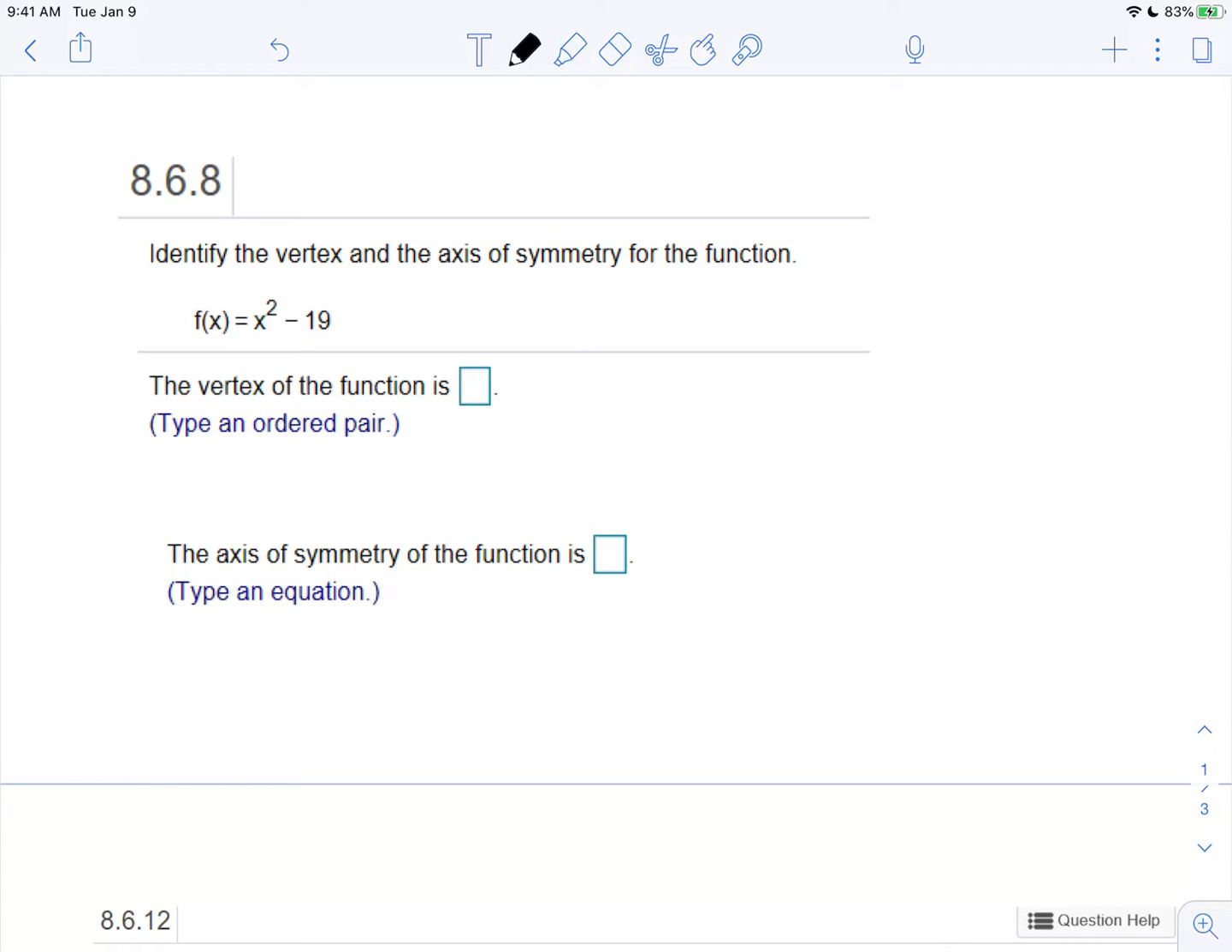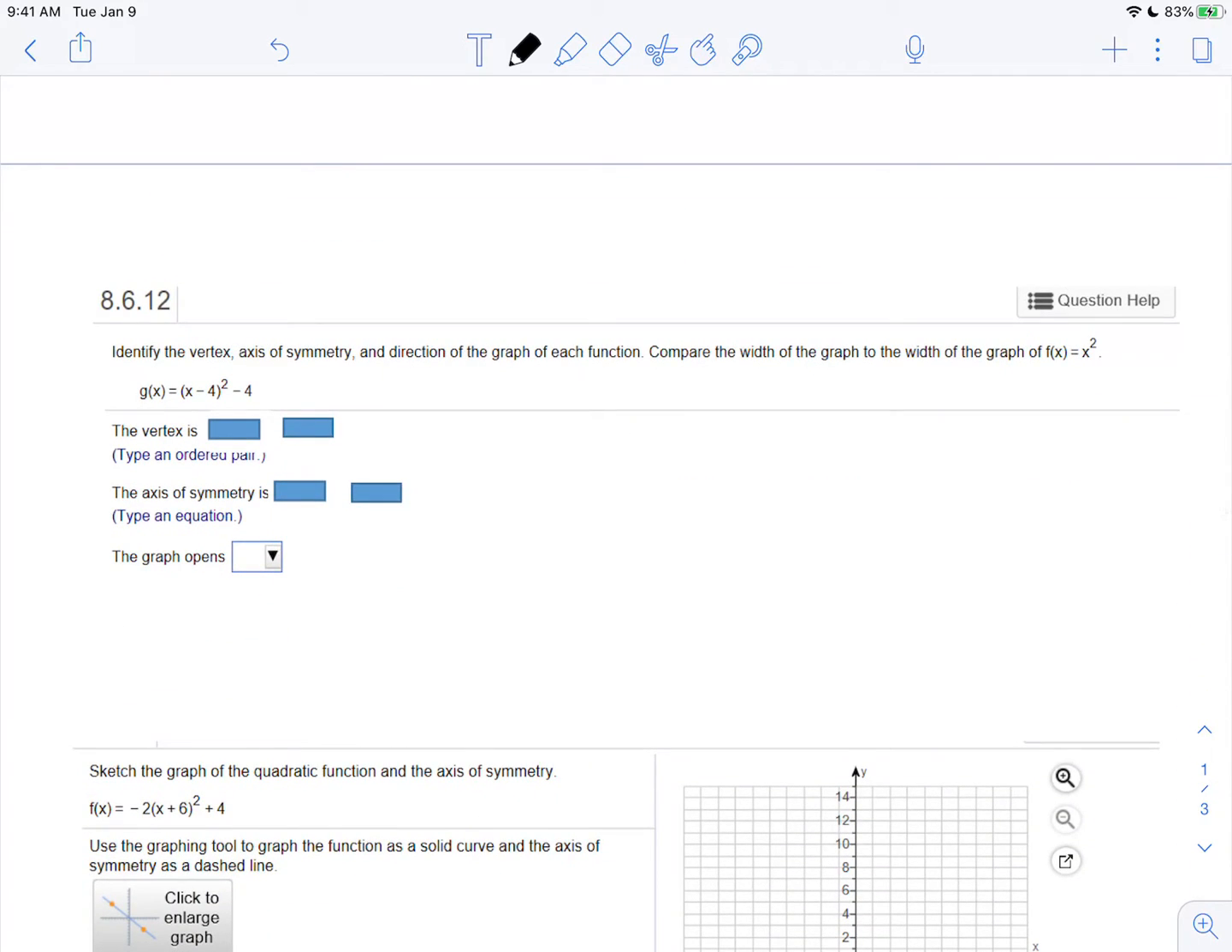Here, state the vertex and axis of symmetry. Well, this graph has been shifted down 19. That's the only transformation that's happened. So we'd say the vertex is (0, negative 19). It started at (0, 0), it went down 19, so now it's (0, negative 19). The axis of symmetry is x equals, and it's going to go through the x value of the vertex, so x equals 0. Be sure to write x equals 0. If you were to just write 0 on the test, you would get it marked wrong, so be careful about that.